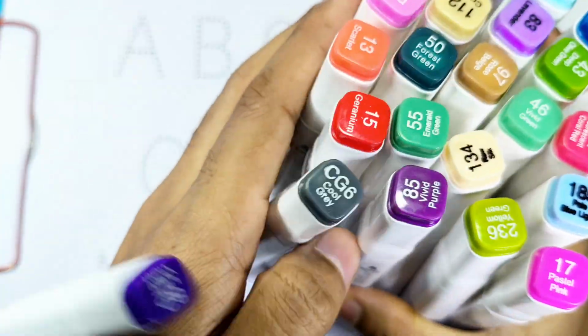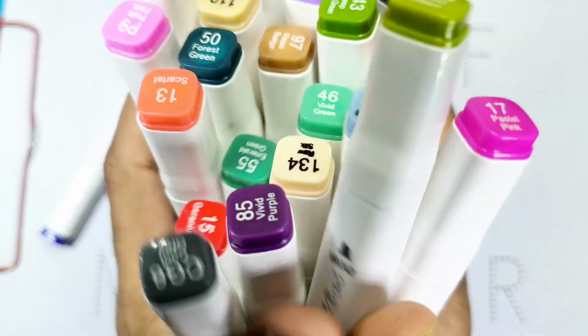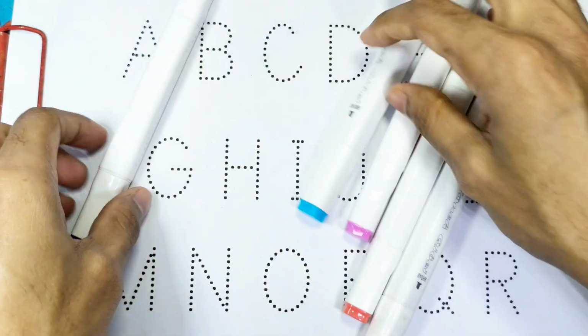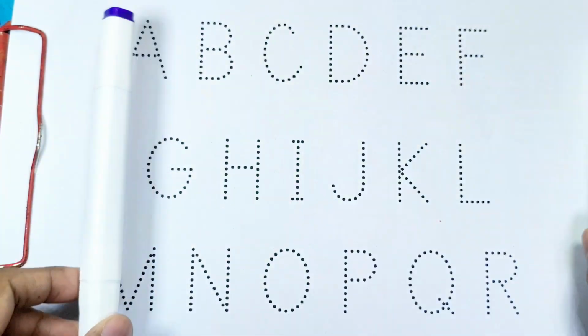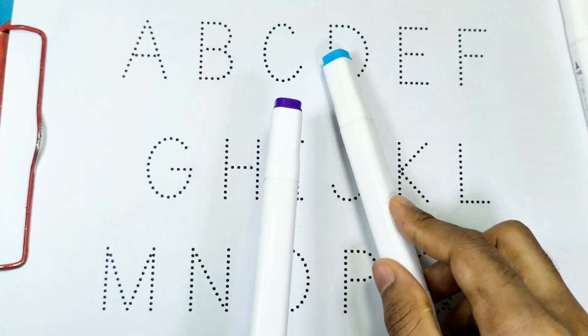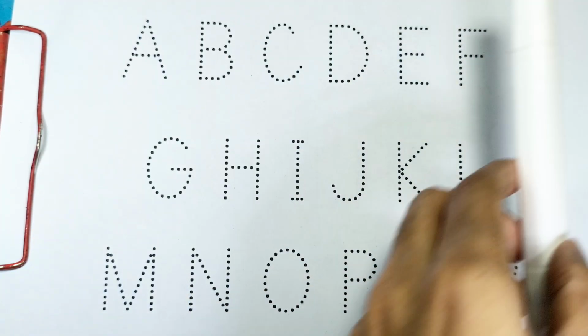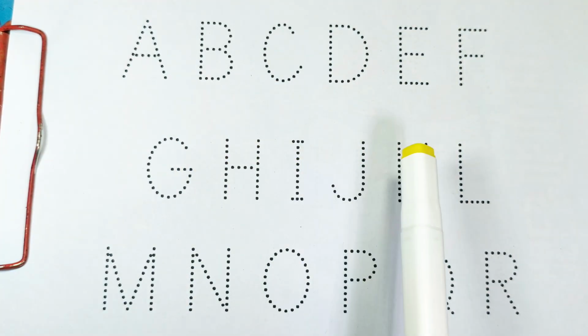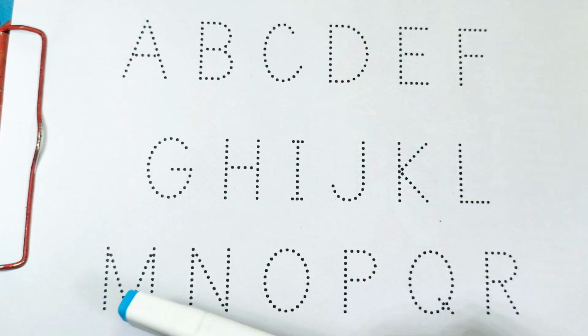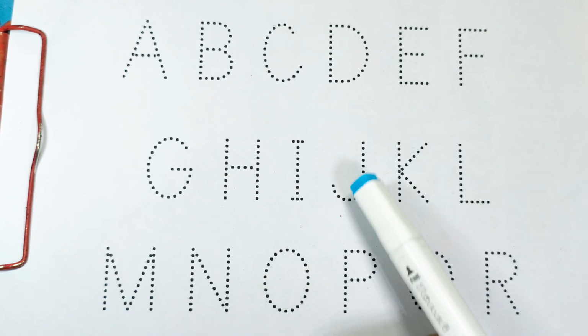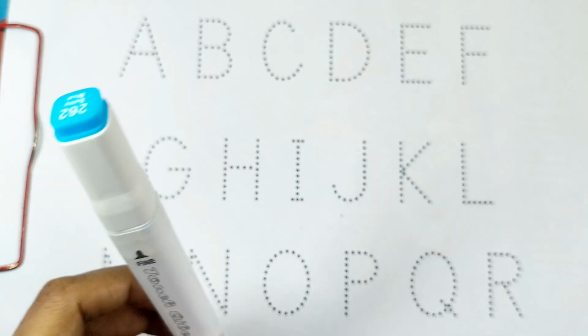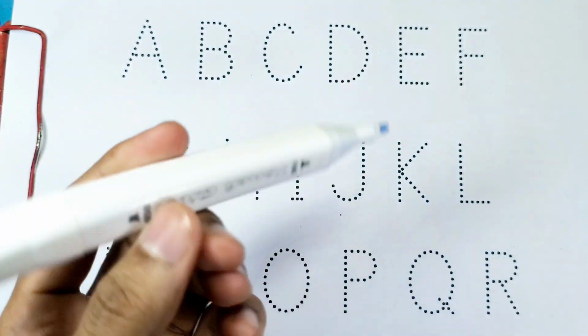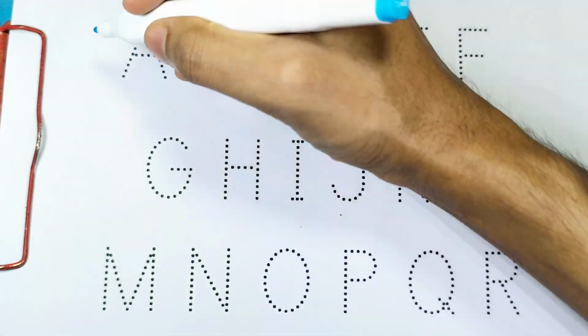Yes, today we're writing capital letter alphabets A to R. A, B, C, D, E, F. Kids, the next one is G, H, I, J, K, L. The next one is M, N, O, P, Q, R. Now start writing. First we're using the color of baby blue color. And now we're writing the alphabet of A.